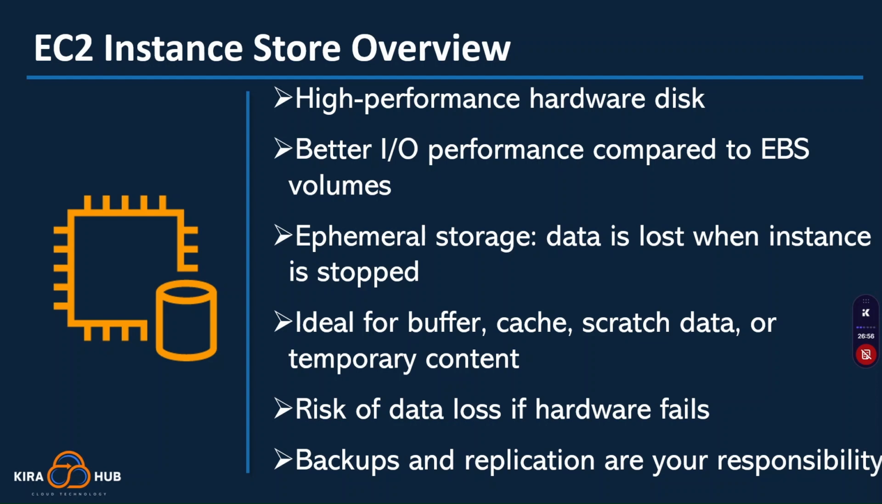And one key drawback that comes with that is the risk of data loss if the underlying hardware fails. Additionally, things like backup and replication are your responsibility. So you need to have a strategy in place in order to ensure that your data is not lost in case of failure. And those are the two types of block volumes that we get with AWS, the two types of storage that we can attach to our servers in that manner.